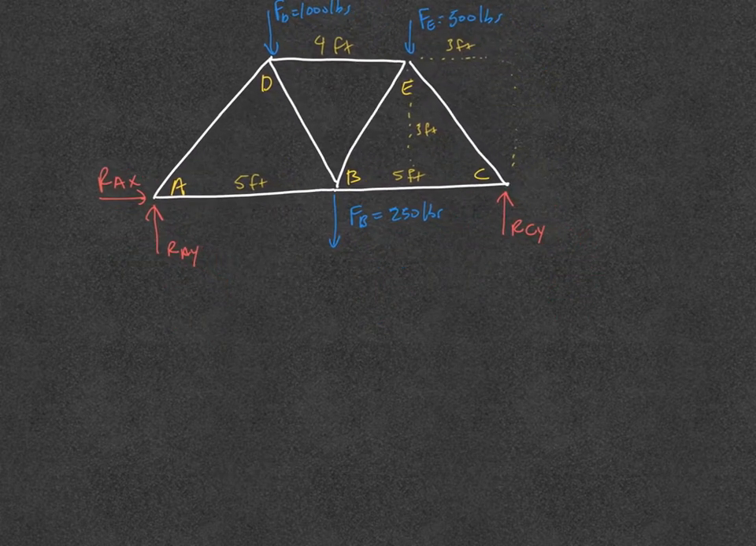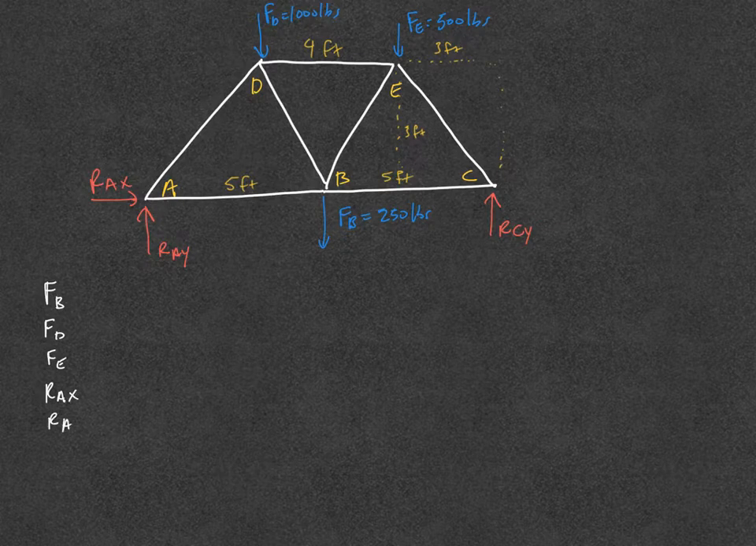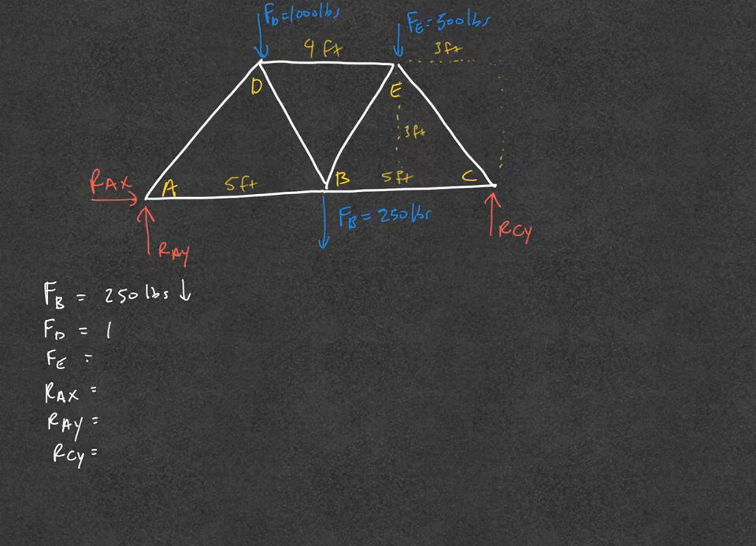Next, I'm going to start to create a table. I'll reference it later, but I use this to keep track of all of my external forces and their directions. So I'll plug in what I know right now: force at B, force at D, and force at E. And now I know my 3 unknowns are RAX, RAY, and RCY.